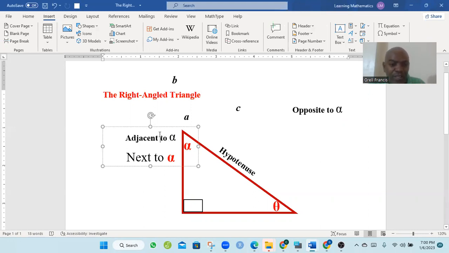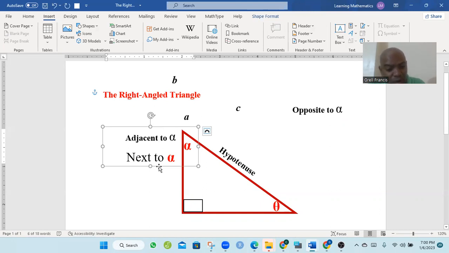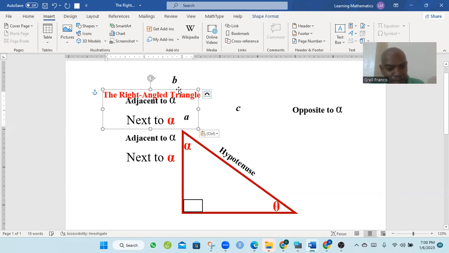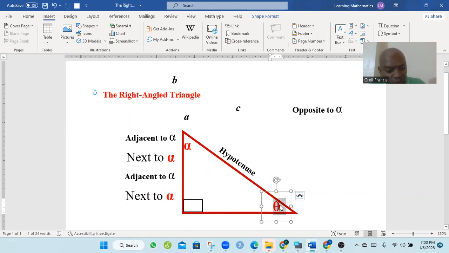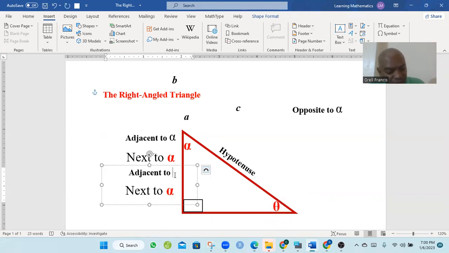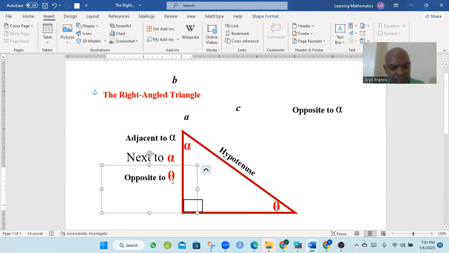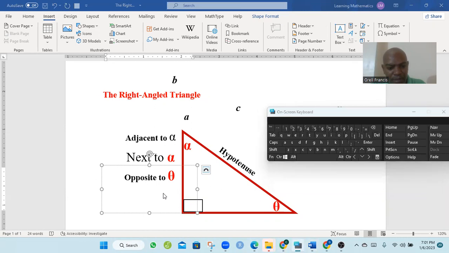However, you can also call this side opposite, but opposite to theta, because as you can see, it is away from theta. So this very same side can be called opposite theta, because it is away from theta. So that very same side, label it opposite theta, or you can also label it away from theta.